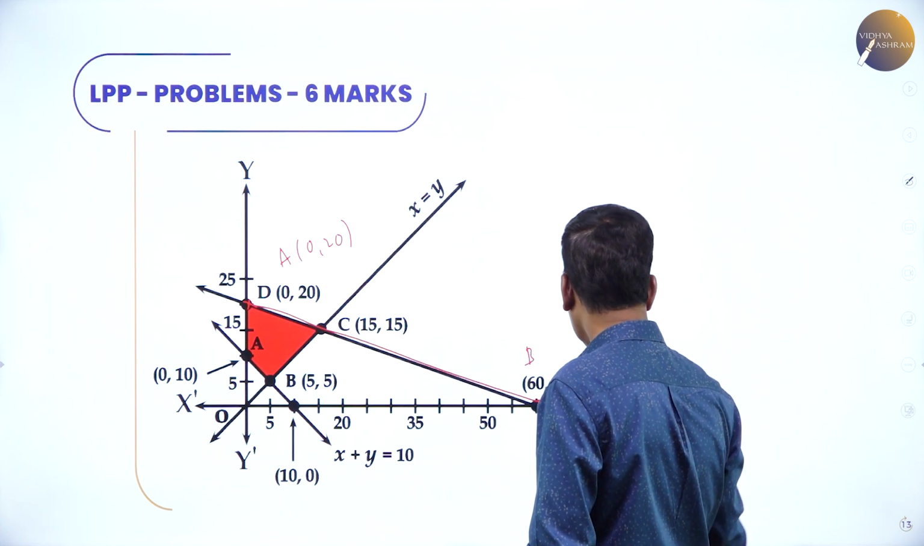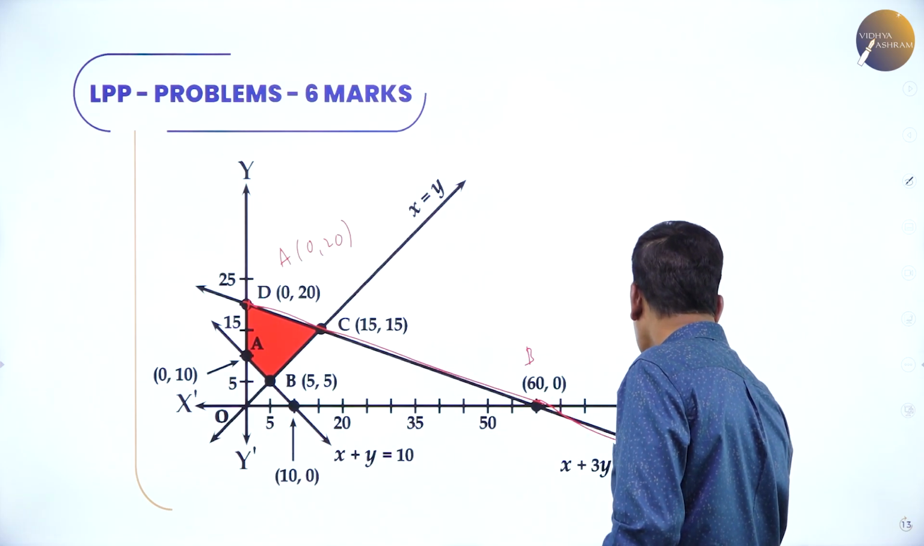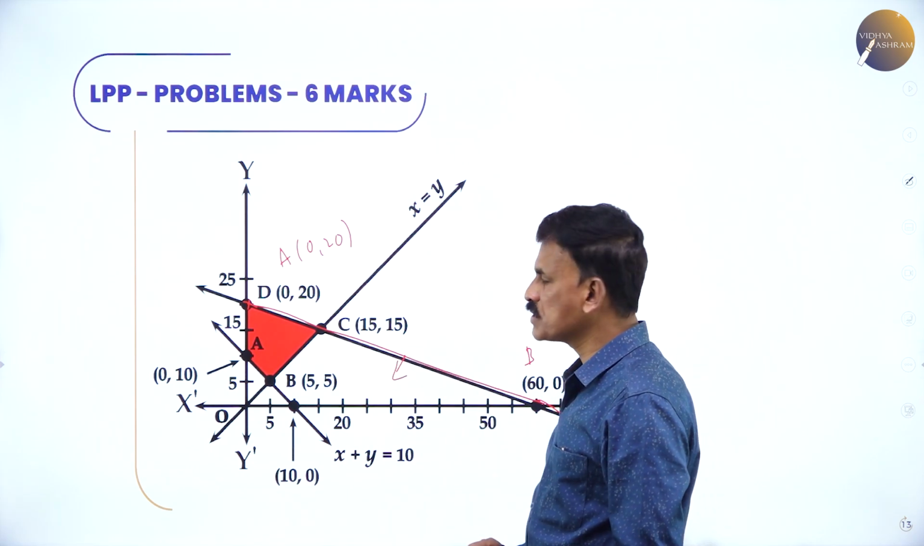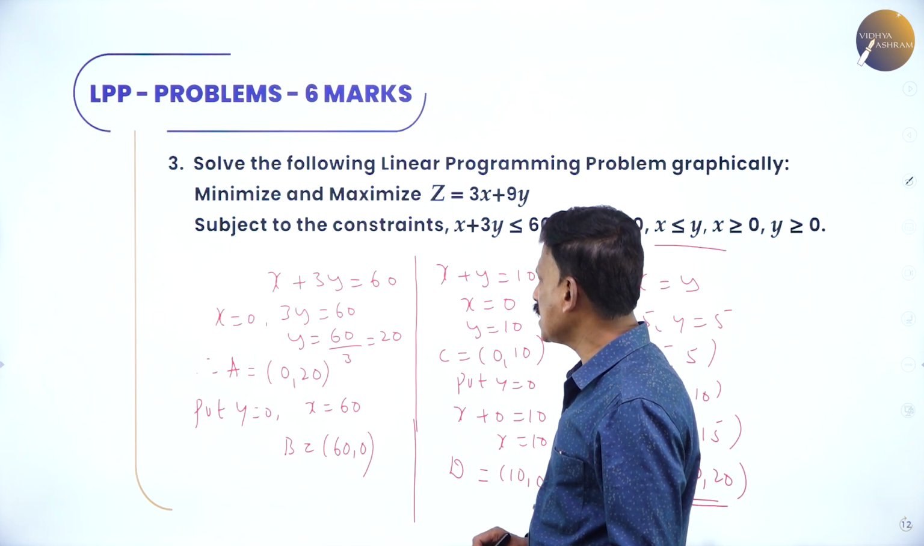Okay. So this is nothing but, what is the first line? x plus 3y is less than or equal to 60. Less than or equal to 60 means this is towards the downwards direction. Right. Next, second curve. What is the second curve?